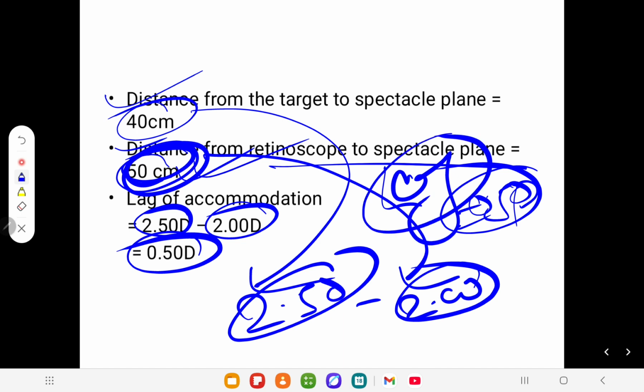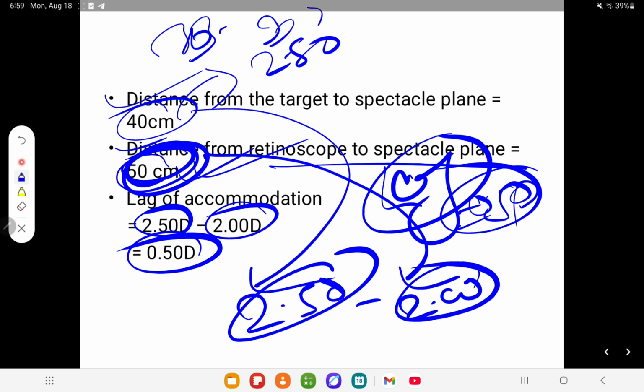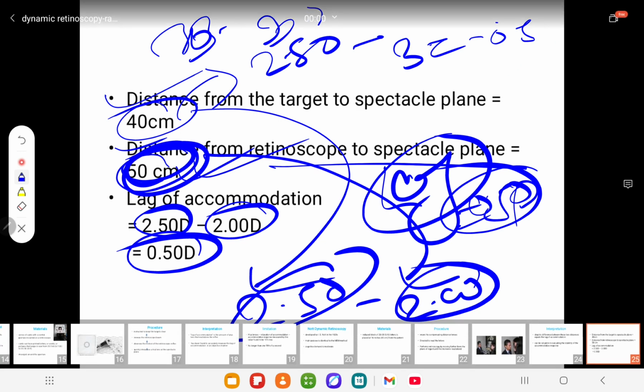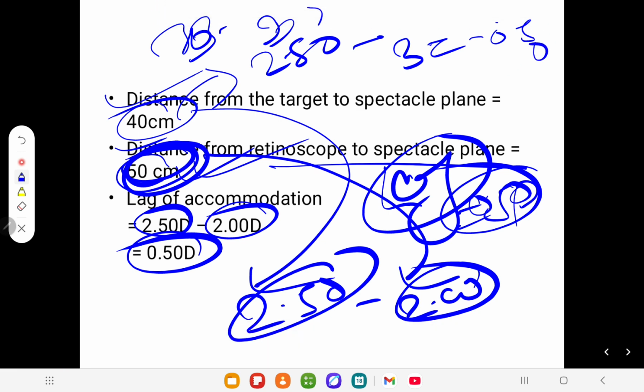So let me give an example for lead. The target is at 40 centimeters, 2.5 D, and you are neutralizing at 33 centimeters, that is 3 diopters. Then 2.5 minus 3 is equal to minus 0.50, that's the lead. If you do all these things, then that's the lead. Okay, that's the lead.